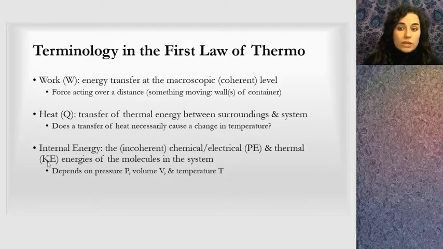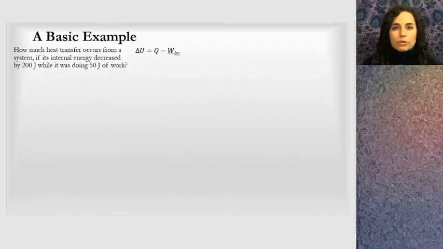The last term here, internal energy, is the incoherent chemical, electrical, atomic, nuclear, equals mc squared, all of that, and thermal energy. So we have potential energy and kinetic energy counted in the internal energy. We are only focusing on the thermal for thermodynamics, and it depends on pressure, volume, and temperature. Now that I've established some heavy concepts there, let's just look at a simple basic example in order to apply the first law of thermodynamics.